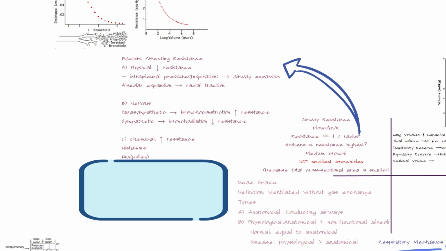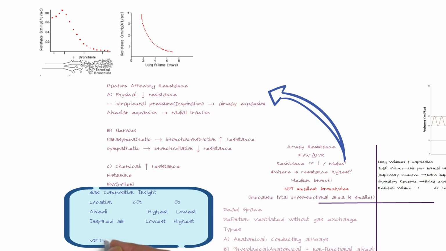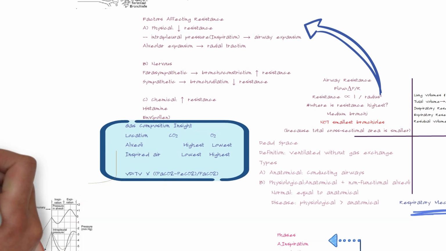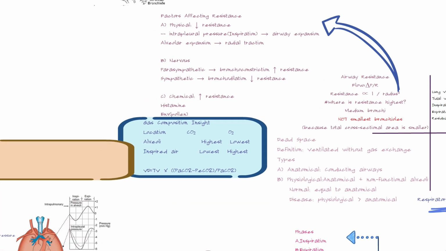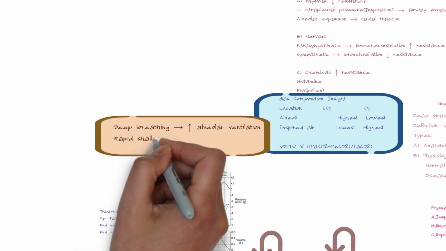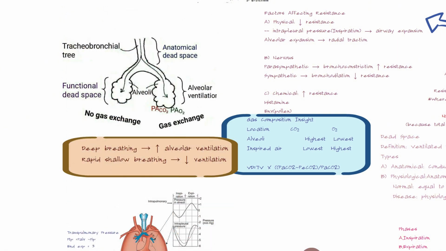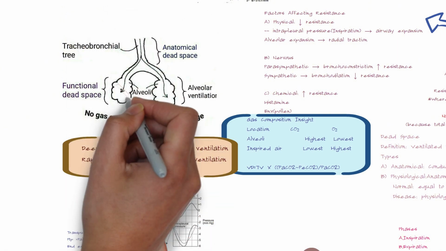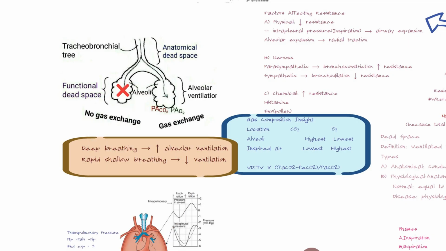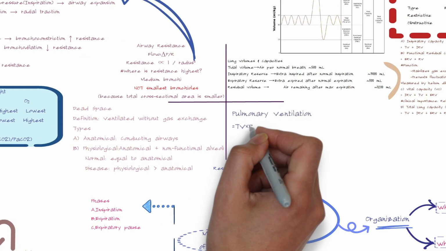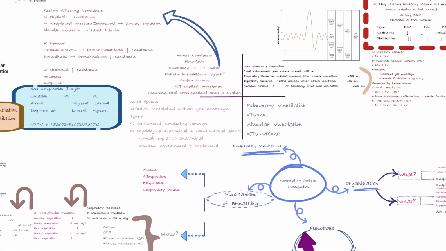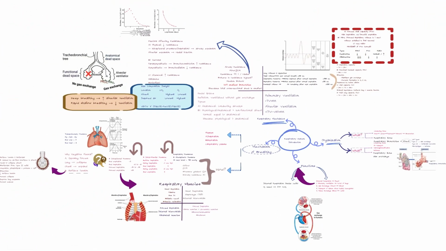The dead space: we have anatomical, which equals the conductive zone, and physiological, which includes the air in the conductive zone plus the air in non-functional alveoli. Remember that the physiological dead space is more than the anatomical dead space. And finally, we talked about the pulmonary ventilation, which equals tidal volume multiplied by respiratory rate, while the alveolar ventilation is tidal volume minus dead space multiplied by the respiratory rate. So that's all for today. See you in the next MemoMap episode.